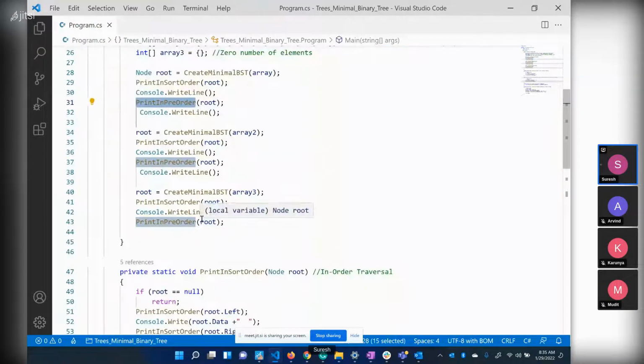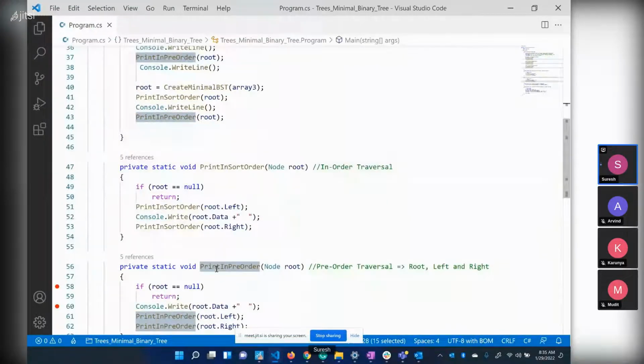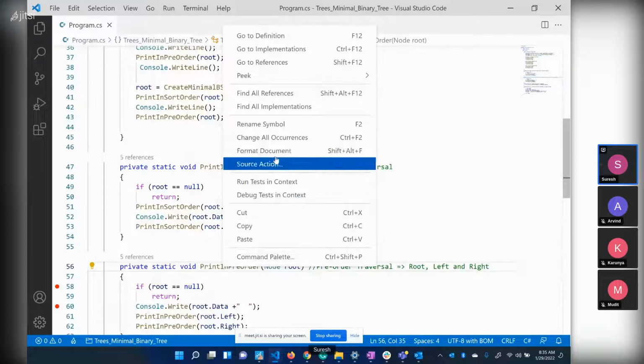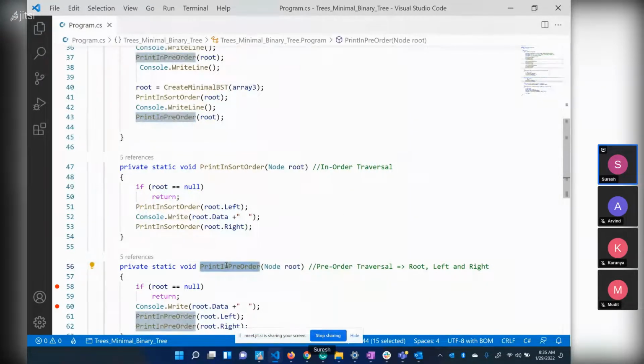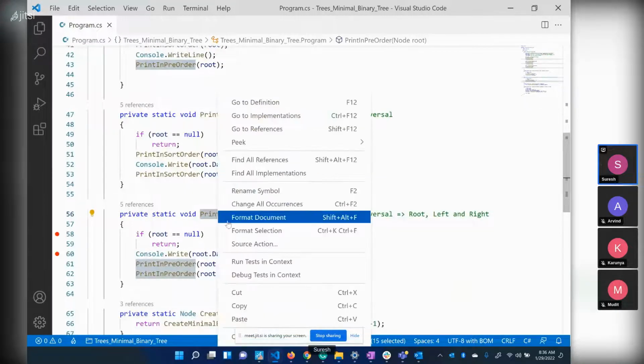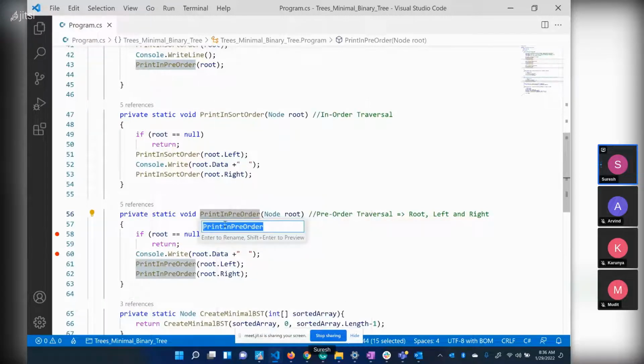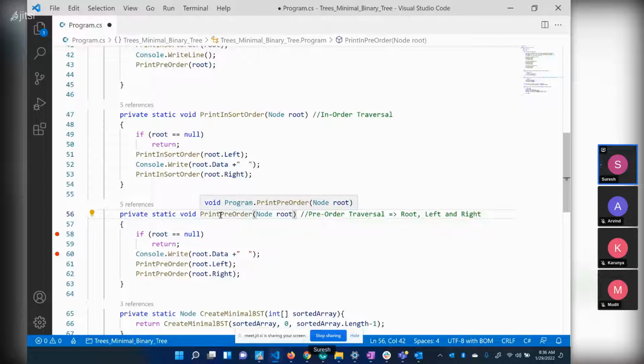I shouldn't say print in-order, it will be confusing, so let me rename. There is a rename, right? Is it Shift F6? No, that's okay. Yeah, rename symbol. So print pre-order. That way it will be easy, because in means in-order, we don't take that. So basically we are printing in a pre-order fashion, which is root, left, right.